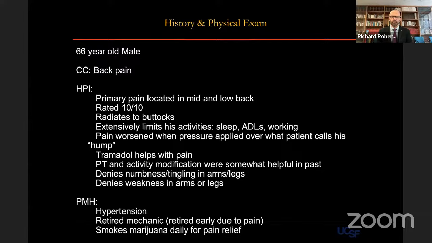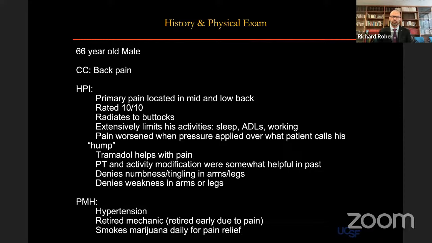Predominantly states that the back pain is in his mid and low back, rates it as a 10 out of 10, states that it extensively limits his activity, whether that's sleeping, his activities of daily living, or working. He states that this pain is worse when pressure is applied over what he calls the hump in his back. Tramadol seems to help with the pain a little bit, but physical therapy, activity modifications, and all non-operative measures have been exhausted.